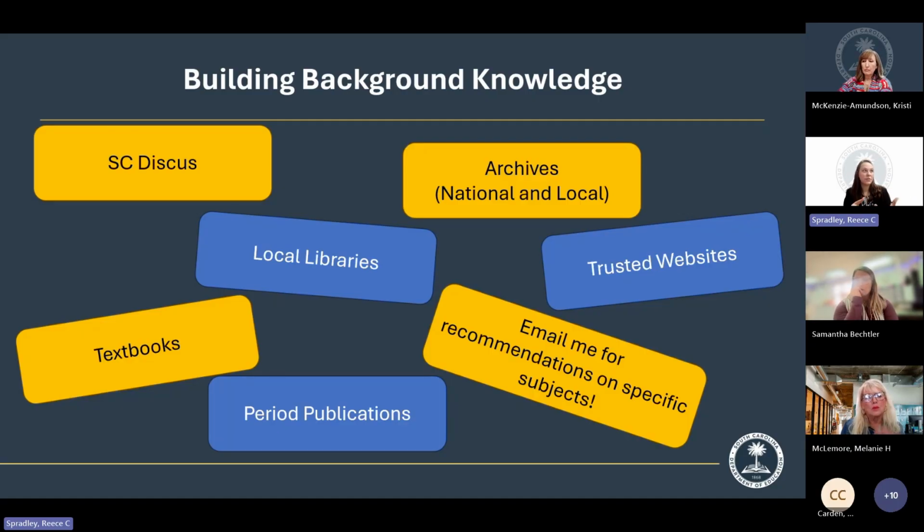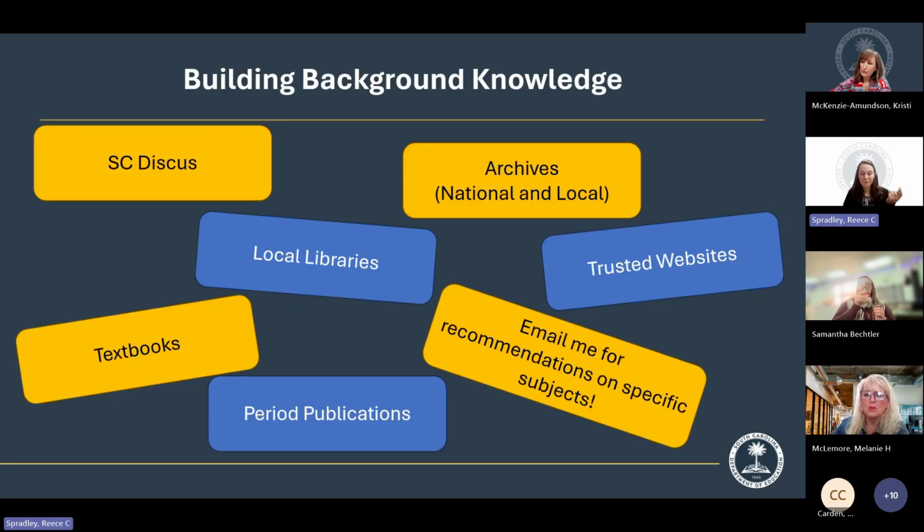So these are some trusted resources that are already available to you. SC Discus is a really great one. The National Archives are great, especially the Library of Congress is my favorite because they've got a lot of really great teacher resources. They have a U.S. history timeline, which is really great because they've got background information on each chunk of U.S. history and resources that are pre-pulled, so primary and secondary sources pulled for you. Trusted websites. Don't discount your local libraries.